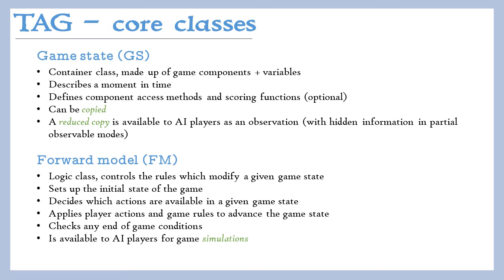The form model contains the logic of the game, including all the rules that modify a given game state. It sets up the initial state of the game, decides which actions are available for the players, applies players' actions and game rules in order to advance the game state, and checks for any end-of-game conditions. The form model is available for AI players for game simulations.